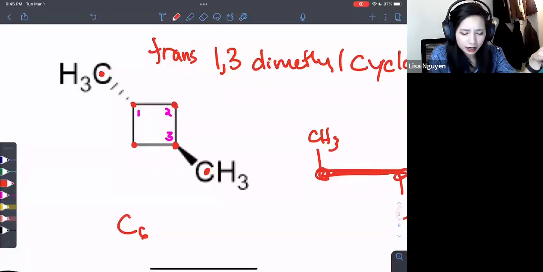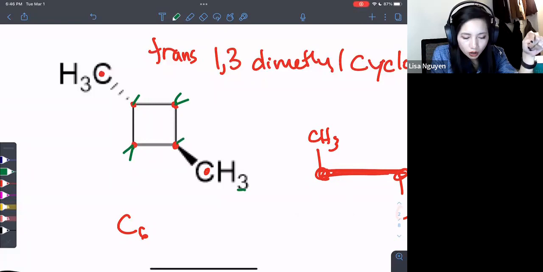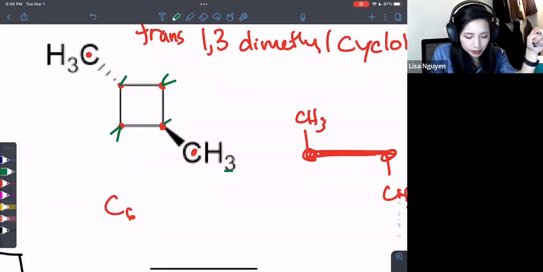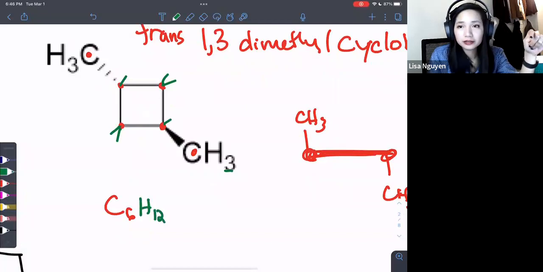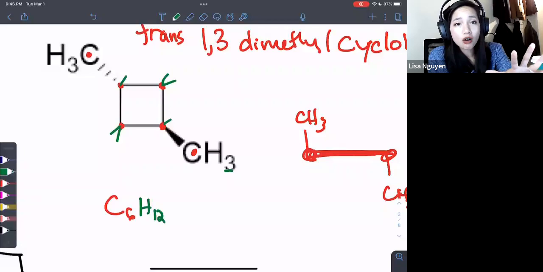And then let me erase those numbers. Let's get those hydrogens. So we have 3 there, 3 there, 2 hydrogens on those 2 carbons, and then 1 hydrogen there. So if you count all of those hydrogens, 1, 2, 3, 4, 5, 6, 7, 8, 9, 10, 11, 12. So both of them have chemical formulas of C6H12.